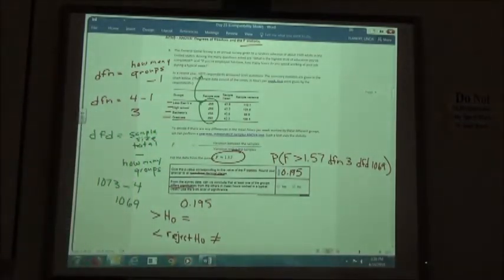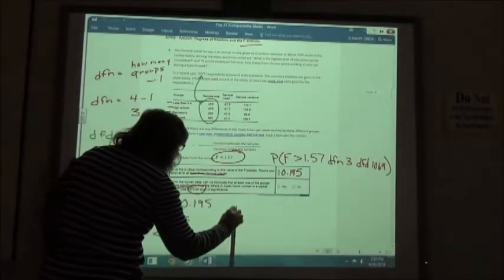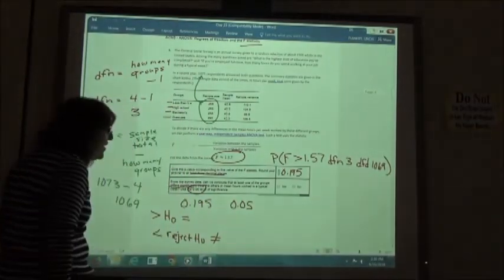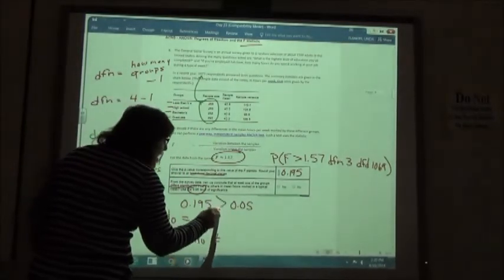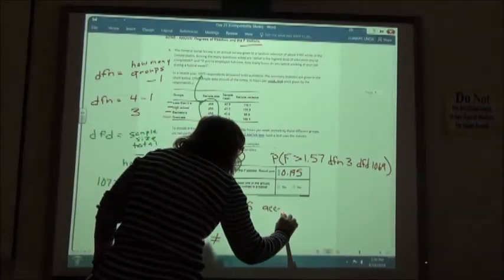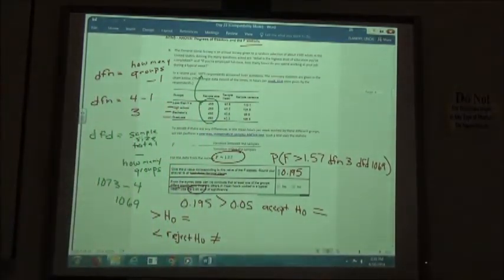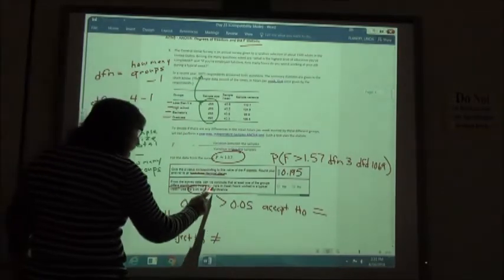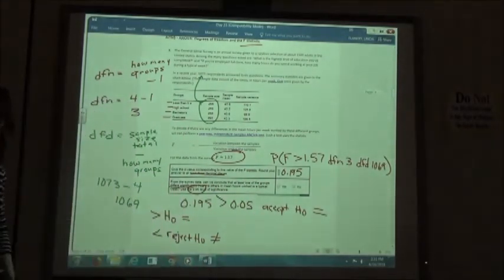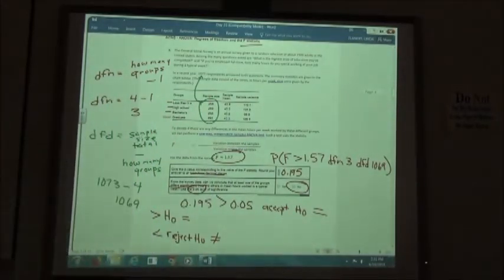The alternative one is that they are not equal. So, looking at this, 0.195 compared to the 0.05 level of significance, 0.195 is greater. So it says here, if it's greater, we're going to accept the null. The null says that they're going to be equal to each other. The question says, can we conclude that they differ? Well, if they're equal, they're not going to differ. So, no, we can't say that they differ. We would have to conclude that they're equal.